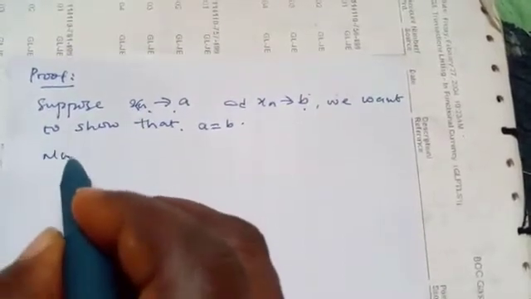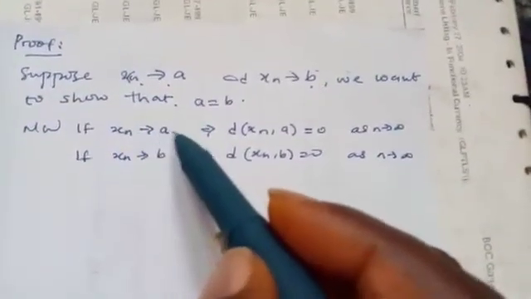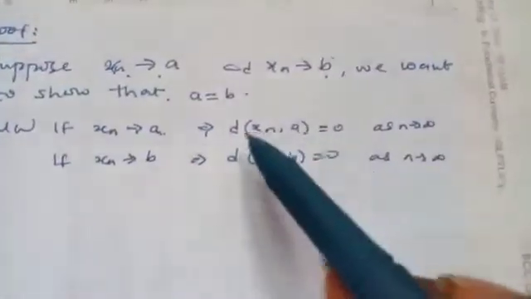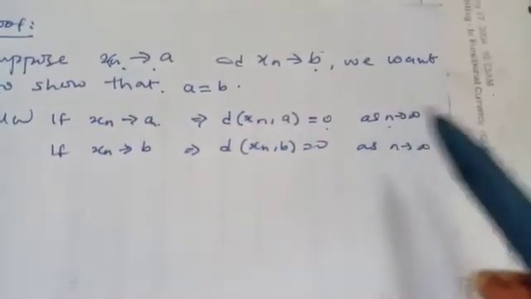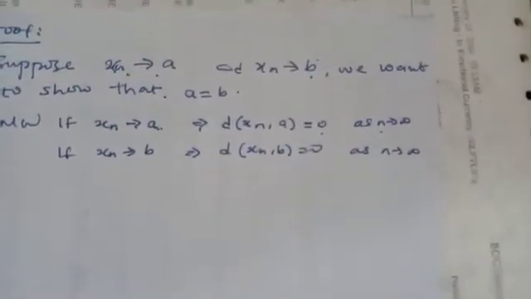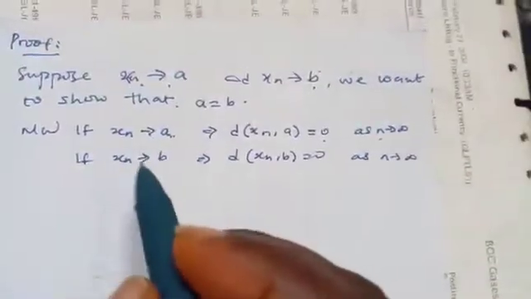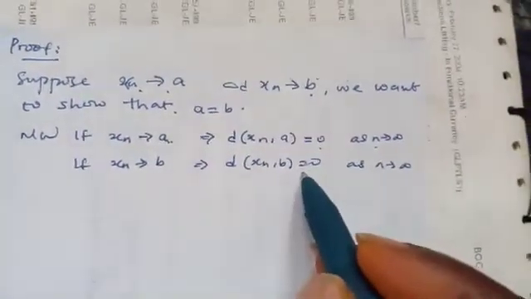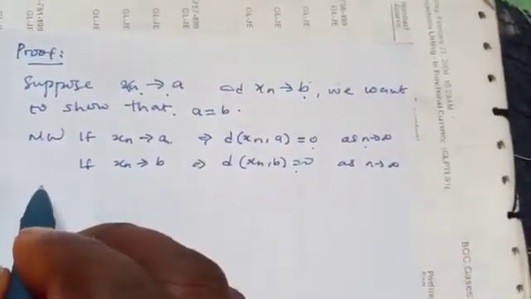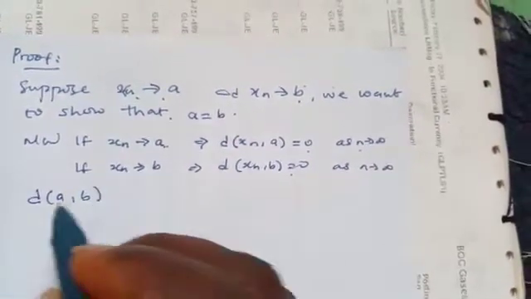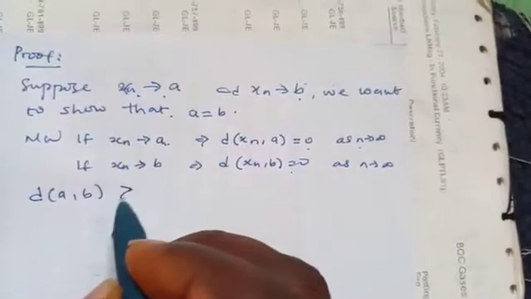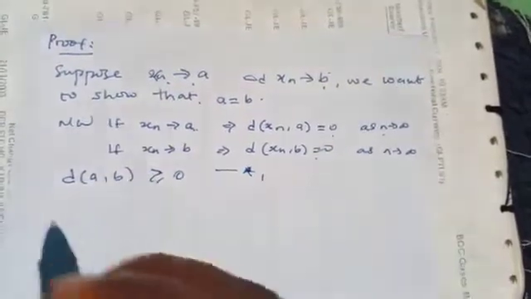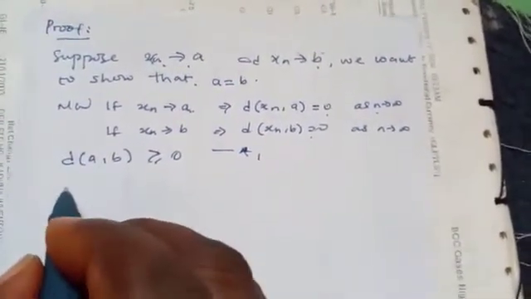Now, if Sn tends to A, that is, if Sn converges to A, then by definition we write it like this, as n tends to infinity. That's how we write it. Also, if Sn converges to B, this is what we write. Now we know that d of A comma B, this is a metric, must be greater than or equal to 0. So let's take this. We know by definition of a metric space.